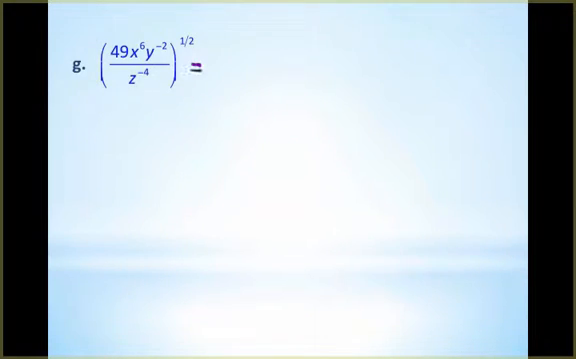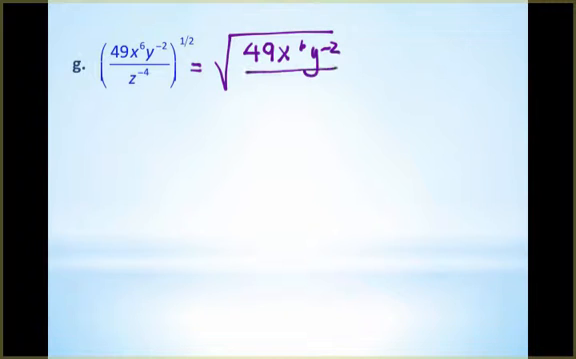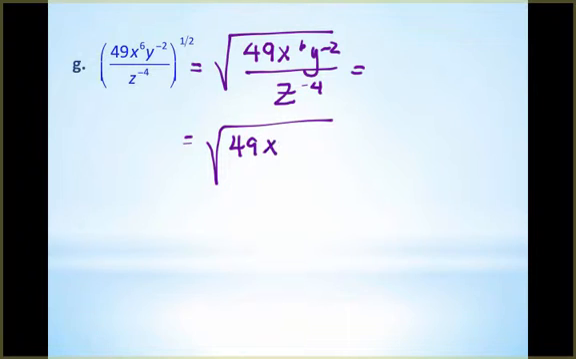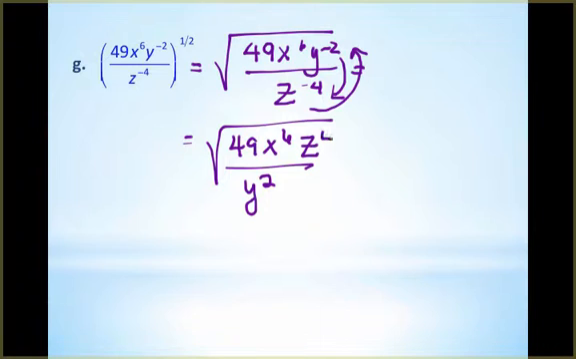In this next problem, we're going to raise everything to the 1/2. And really, that means that we're doing the square root of all of that. So let's write that as the square root of 49, x to the 6, y to the negative 2, over z to the negative 4. Now I'm going to move my negative exponents: 49 x to the 6th, but y to the negative 2 will go to the bottom and become y to the positive 2, and z to the negative 4 goes to the top and becomes z to the positive 4. And now we can start taking square roots.